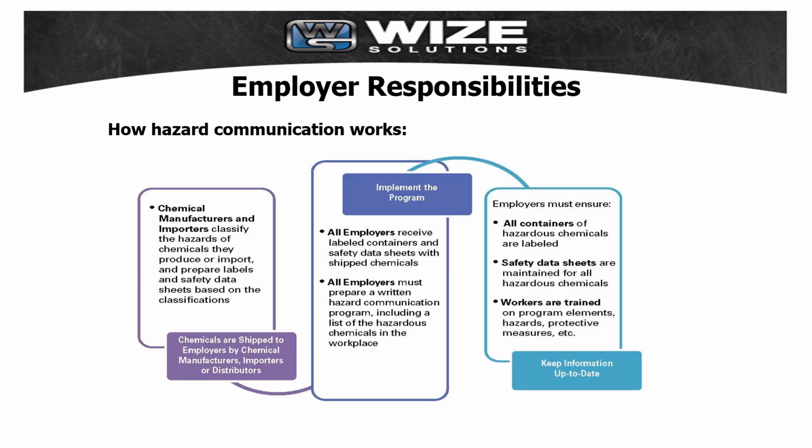How hazard communication works. The manufacturer produces the chemical for the employer. When the chemical is shipped to the employer, it needs to have an SDS attached. The employer then adds it to their inventory and, per specifications on the SDS, makes sure their employees are educated on the chemical and the potential hazards.